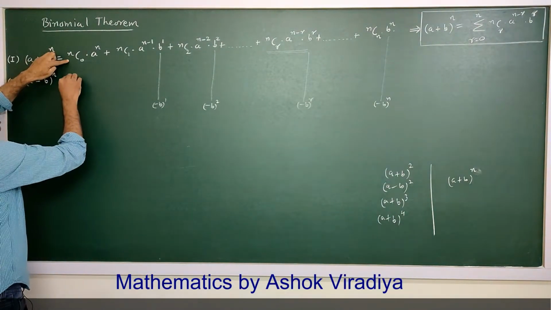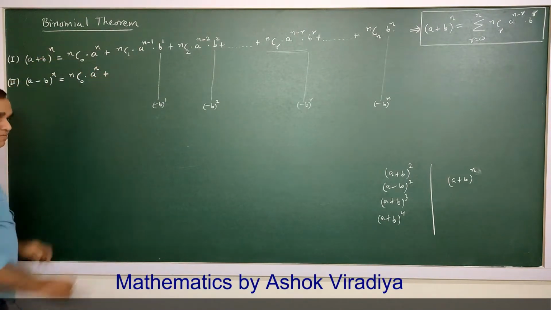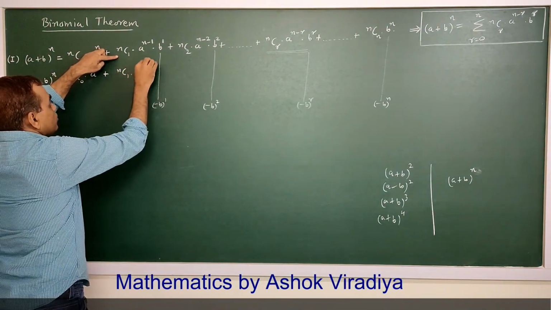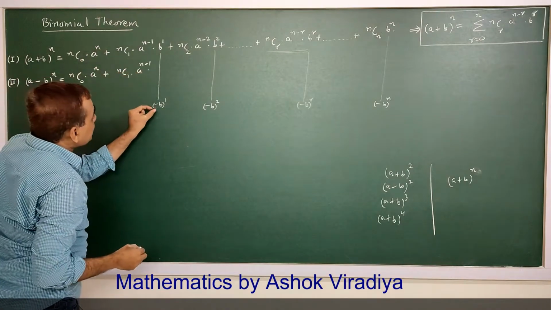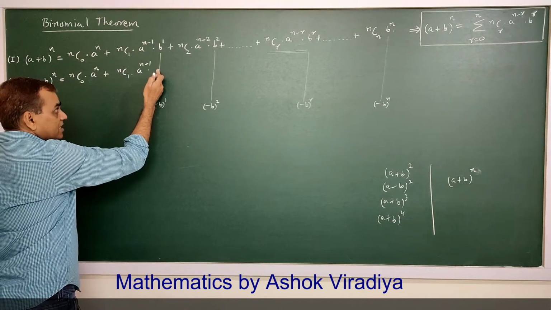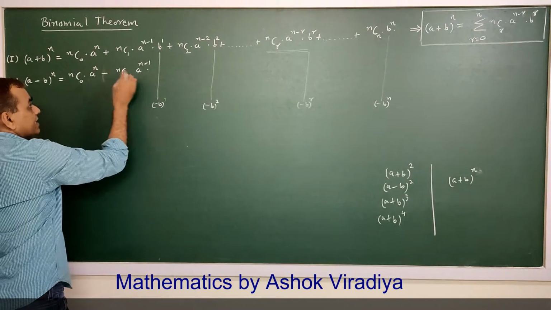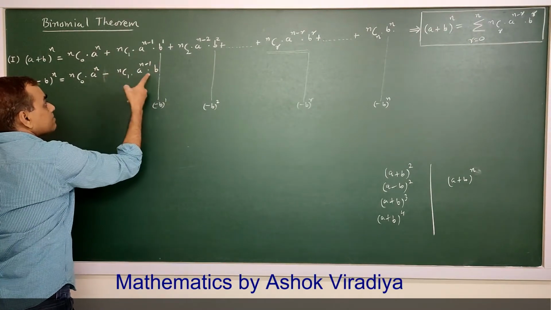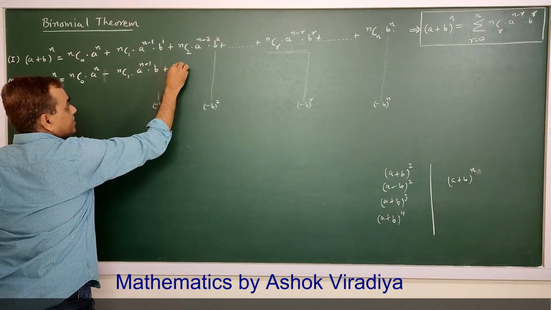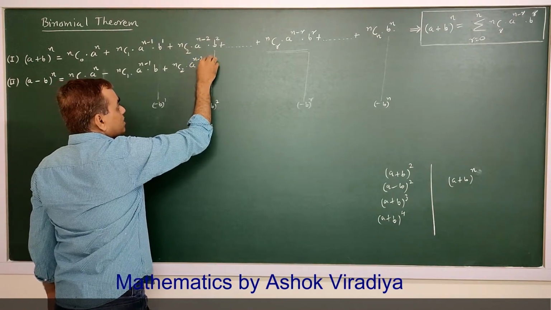So in this formula, replacing plus b by minus b, it will be converted into this form: nC0 a raised to n plus nC1 a raised to n minus 1 into minus b raised to 1. Minus b raised to 1 is minus b. So in multiplication, this minus comes as the main sign. So keep minus b, then plus nC2 a raised to n minus 2 b square.